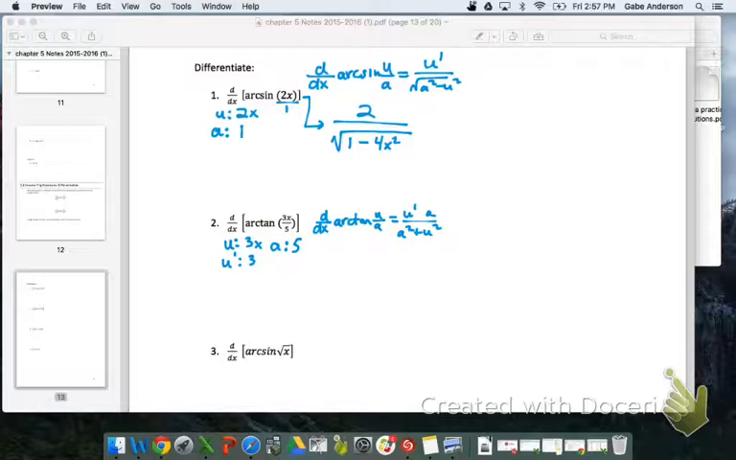So let's do that. So the derivative of arctangent 3x over 5: u prime is 3, a is 5, all over a squared, which would be 5 squared, or 25, plus u squared, which would be 3x squared, also known as 9x squared. Of course, we could write the top as a 15. Obviously, that's the same thing. All right, we'll finish up our examples here in just a second.